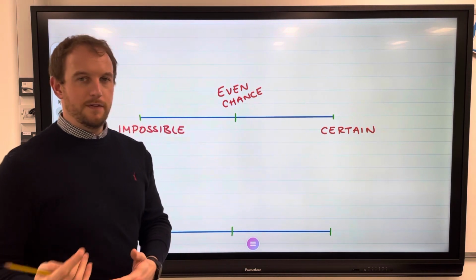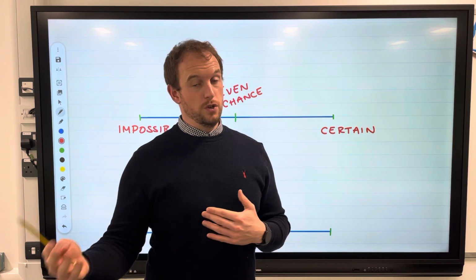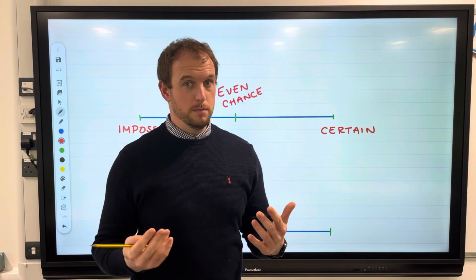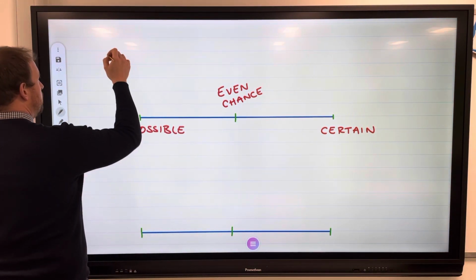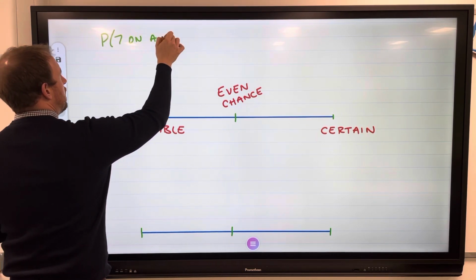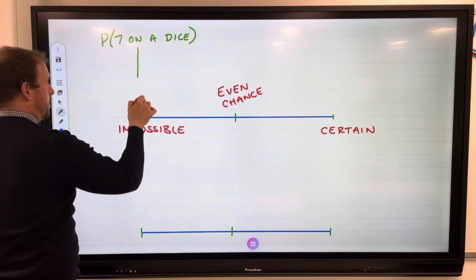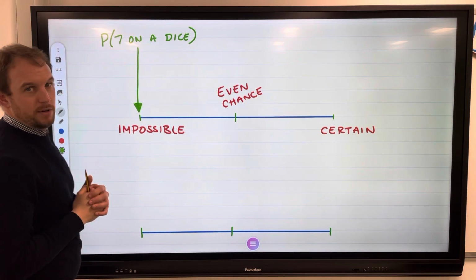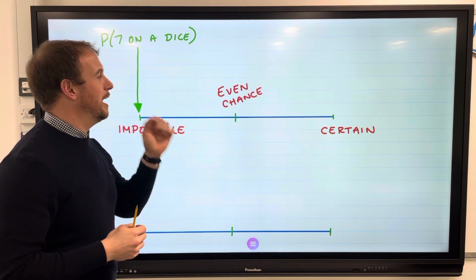Okay, for instance, if I said the probability of rolling a 7 on a normal or standard dice, there's no 7s on a dice, so it's impossible. Okay, so as an example, for the probability of rolling a 7 on a dice, I would then put that on my probability scale there. It is impossible. Okay, not slightly off. It's got to be impossible because it cannot happen.